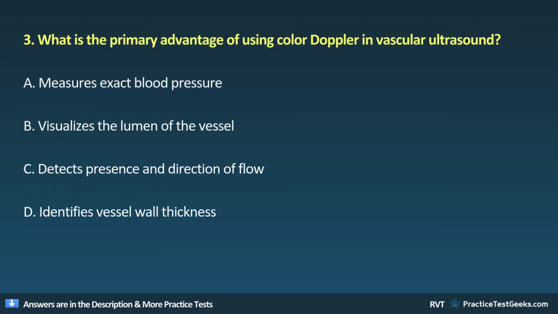3. What is the primary advantage of using color Doppler in vascular ultrasound? A. Measures exact blood pressure. B. Visualizes the lumen of the vessel. C. Detects presence and direction of flow. D. Identifies vessel wall thickness.